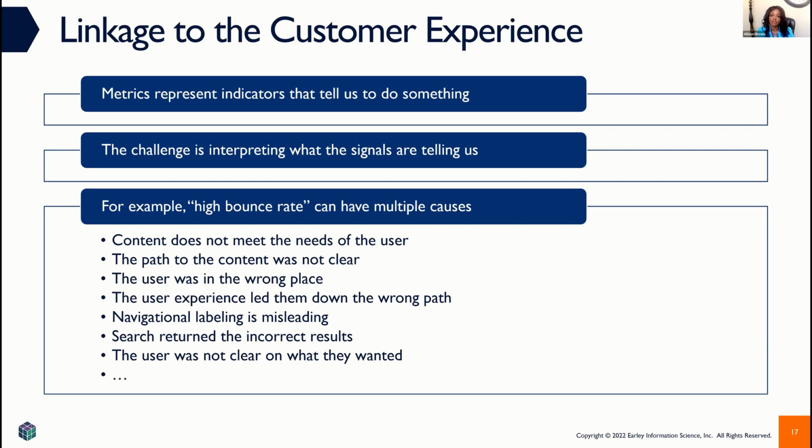If the user was in the wrong place, for example, then it's why were they in the wrong place? Was it the taxonomy? Was it the search? Was it the keywords? Was it something else? Labelings being misleading, something not being clear on the content itself, on the page, it's not what they were looking for. So trying to diagnose the reason and finding the root causes of a metric can be challenging, but it's important to double and triple click into those causes to get a better understanding.